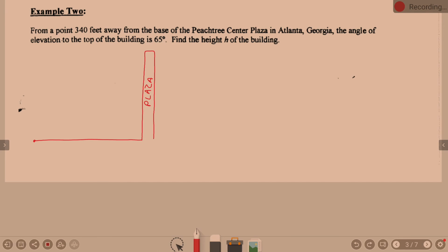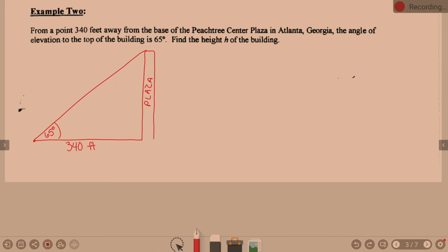From a point 340 feet away from the base. The angle of elevation to the top of the building is 65 degrees. Do you understand angle of elevation? That's as you're standing at ground level looking up, the angle between the ground and your line of sight. And so that's saying that that angle right there is 65 degrees. That's my angle of elevation.